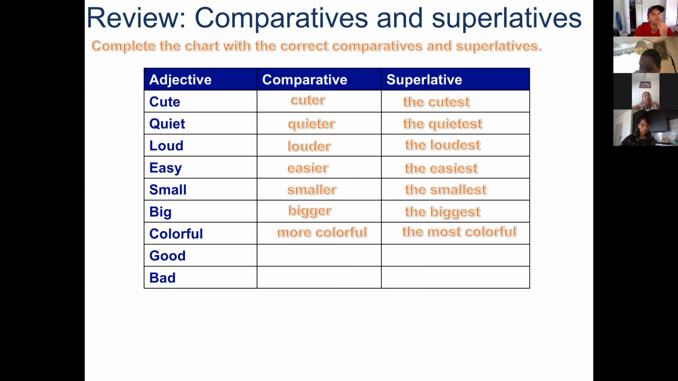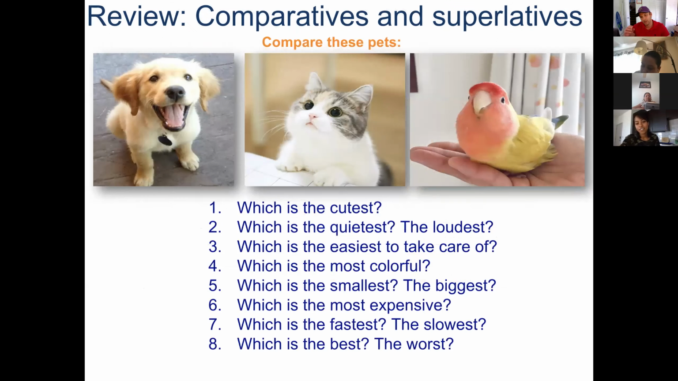Good. Worse, that would be for bad. The comparative for good is going to be better, and the best. The best. Next one, Tonight. Bad. Worse, the worst. The worst. Okay, good.